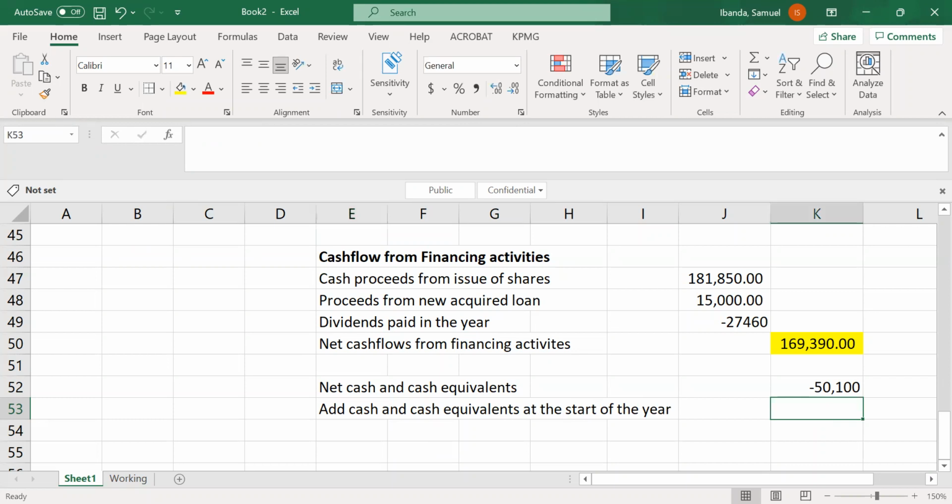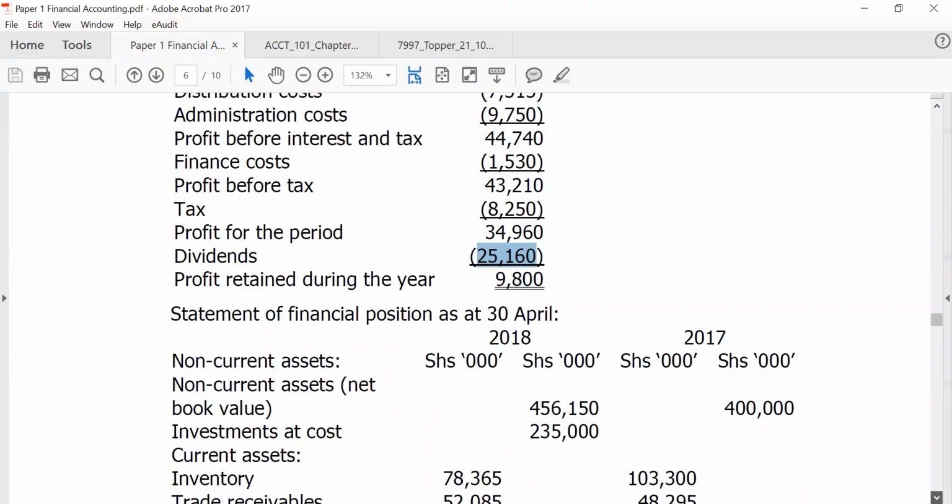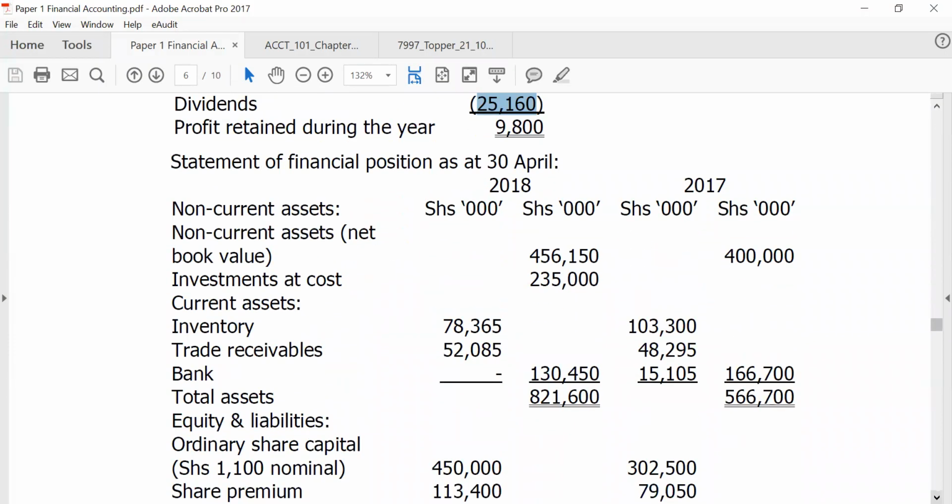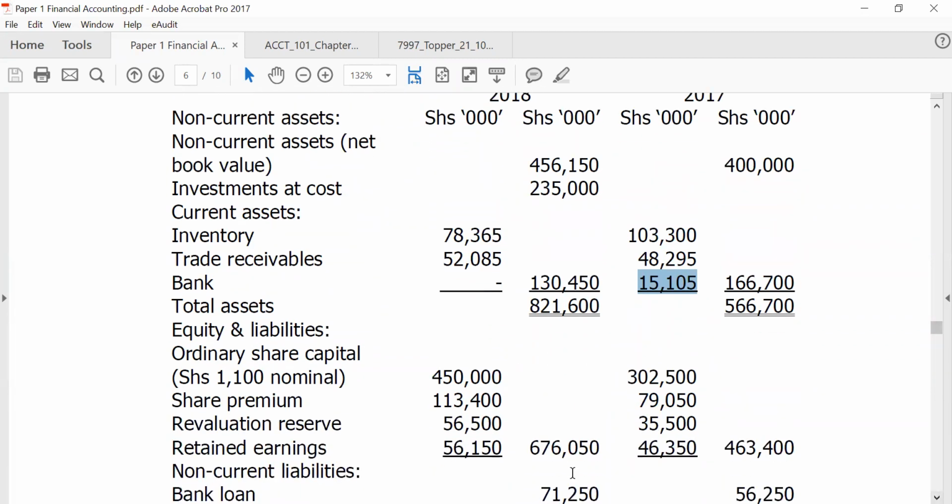Now, how you determine the cash and cash equivalents at the start of the year is you come to your balance sheet and pick what is under cash and bank for 2017. What is under cash and bank for 2017 is 15,105. There is nothing for 2018. What we have is a bank overdraft. It's included under liabilities.